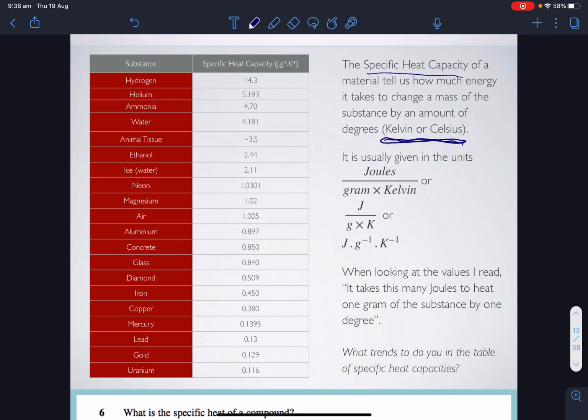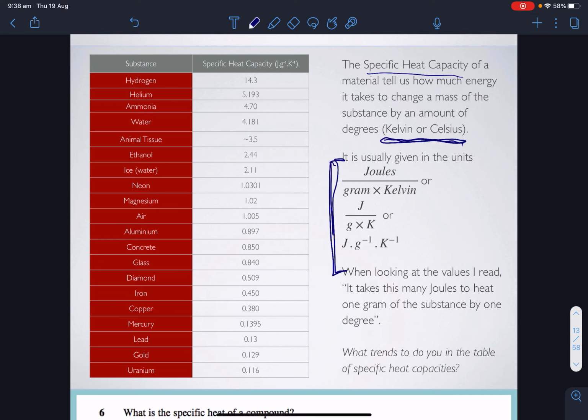Okay. Now, this specific heat capacity is a number, and we're going to use the units, usually joules per gram per Kelvin. That's what chemists tend to use, okay? So how many joules does it take to change 1 gram by 1 Kelvin, okay? So it takes that many joules to heat 1 gram of the substance by 1 degree, okay?